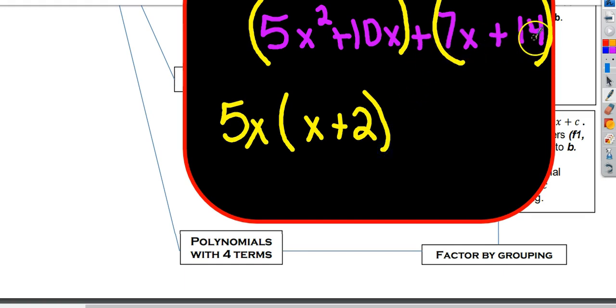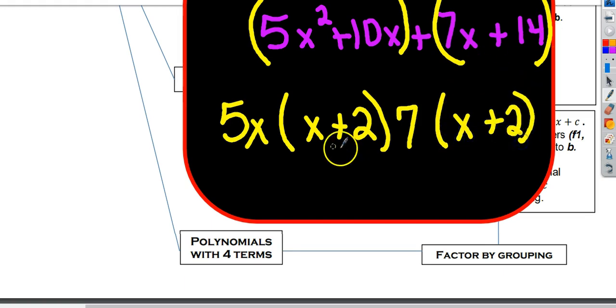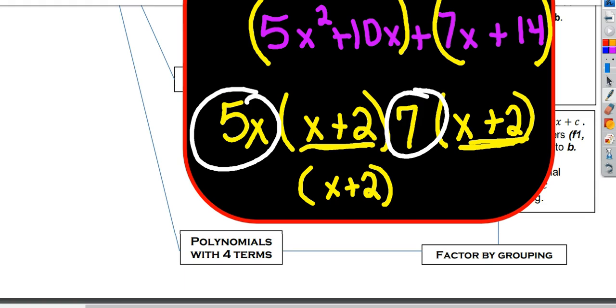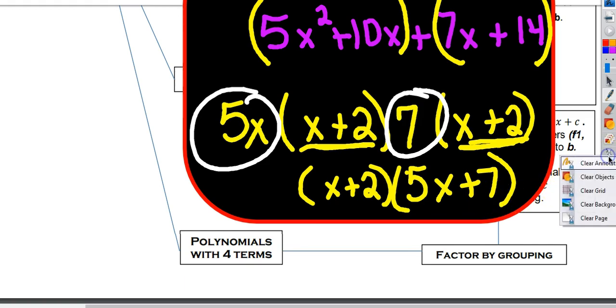Okay, what is the GCF here? 7. And what are you left with? x plus 2. So you take this, which is now your GCF, it's in both of them, and you have x plus 2 as one of your binomials. Then you look at what is left, and what's left is going to be your second term, which is 5x plus 7. So then now you have factored that using grouping as well.